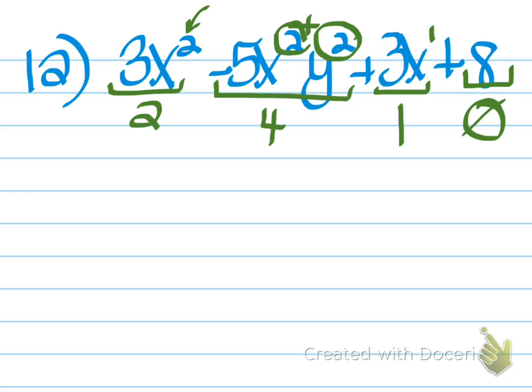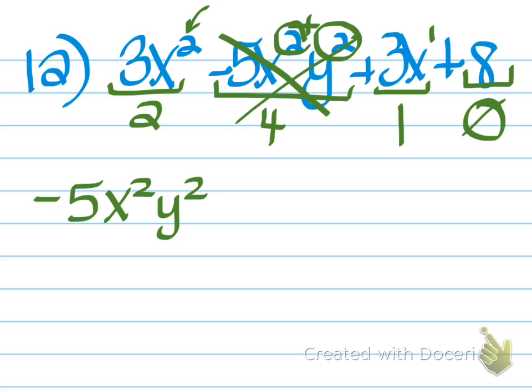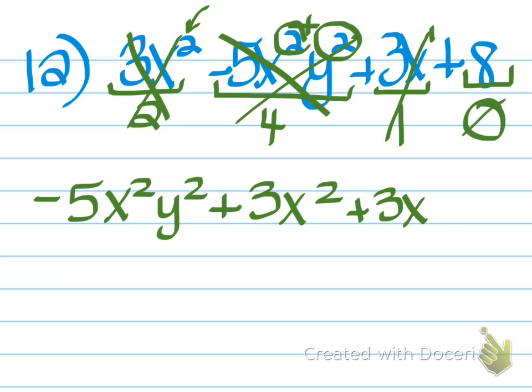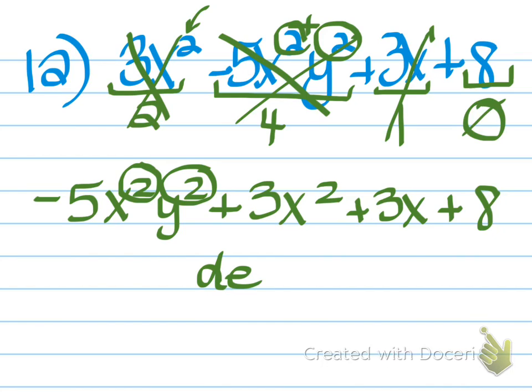So the first one is going to be negative 5x squared y squared. So we're done with this one. Then we have the one with the degree of 2, which is a positive 3x squared. Then we have the term with 1 degree, which is positive 3x. And then we have a positive 8 on the end. So we needed to classify this polynomial based on the degree. Our first term has a degree of 4. So you wanted to write that the degree was 4.